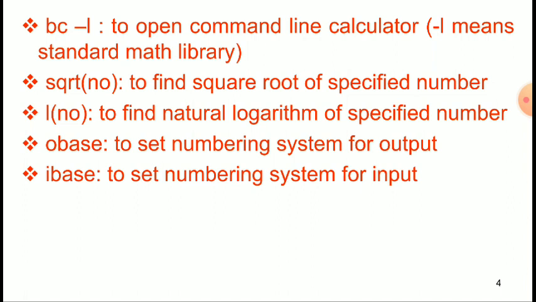Next command is obase. obase means output base. ibase means input base. So obase is to set a numbering system for output, and ibase means to set a numbering system for input. So that is obase and ibase.